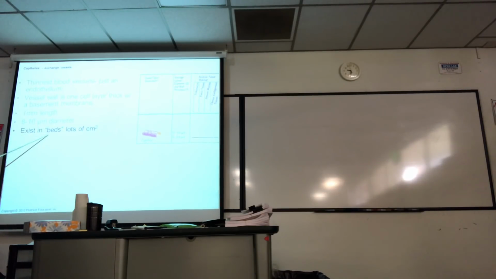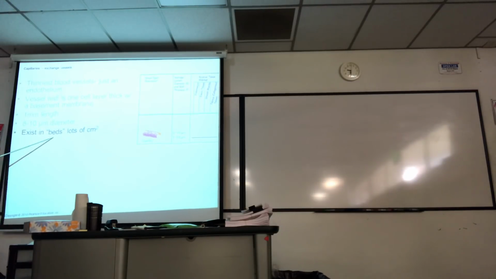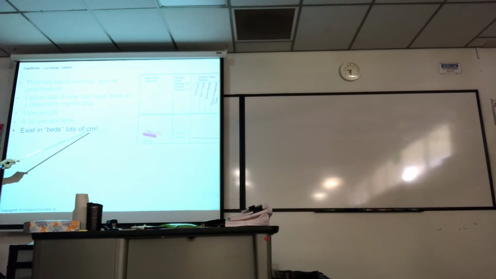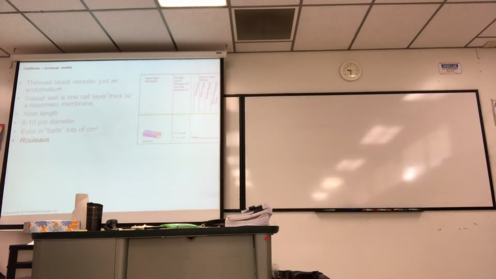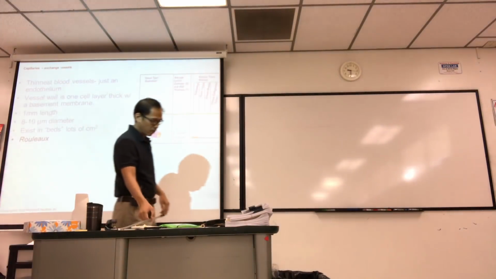But they're very dense. Even though they're very small, there's a lot of them. And we kind of talk about the area for blood to flow in terms of centimeters square. Okay, so you'll see that a lot. Cross-sectional area. All right, turn the lights on here. And another phenomenon called rouleau.